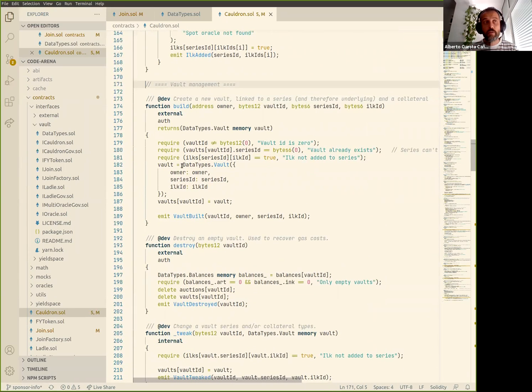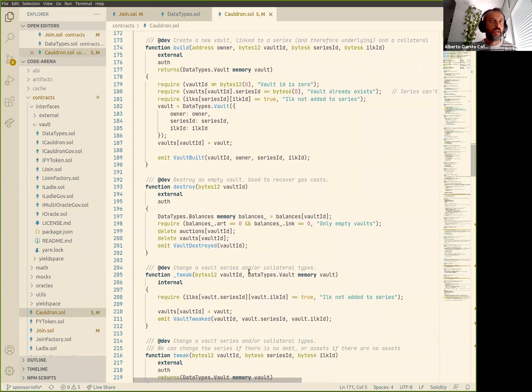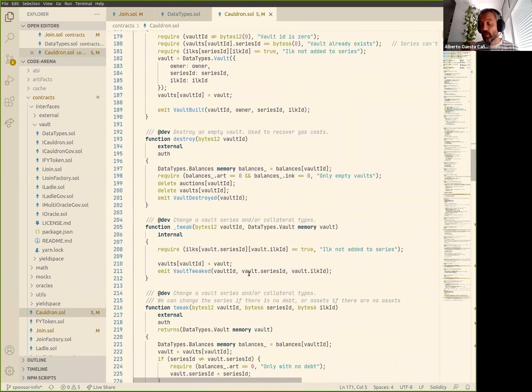Users can create vaults, can destroy vaults if they want to recover the gas, since you still recover gas for erasing data. You can change the vault. If a vault has no debt, then you can change the series. So for example, I can have a vault to borrow DAI with Ether. If I have no DAI debt, I can change it to borrow USDC with Ether. So it saves a little bit of gas for the users if they want to do that.